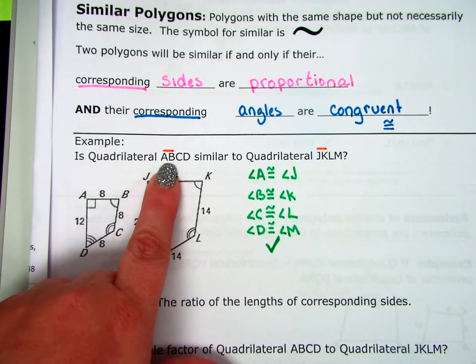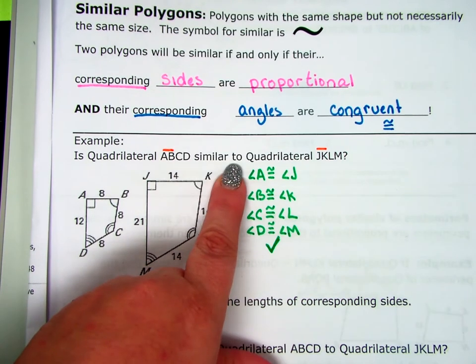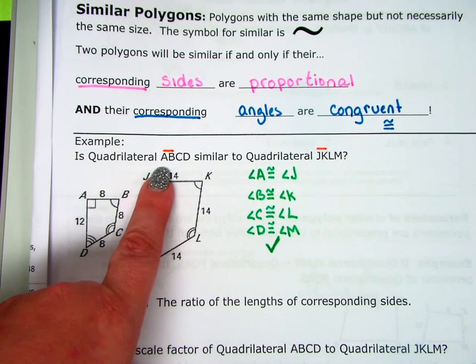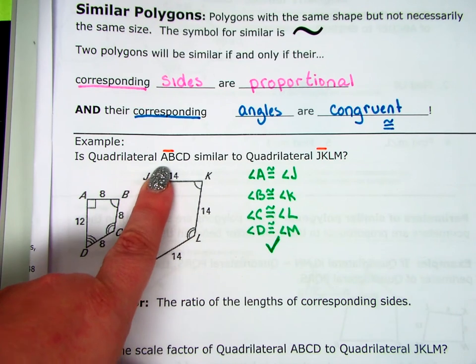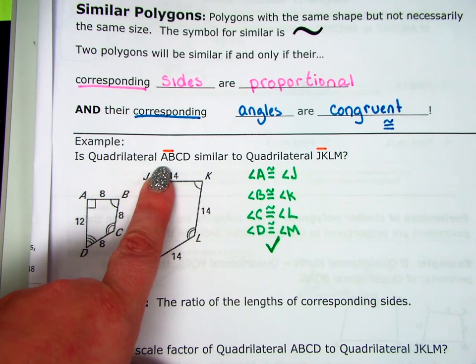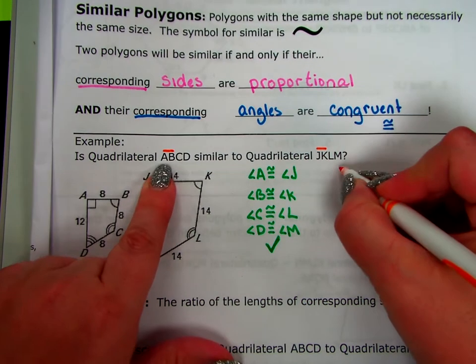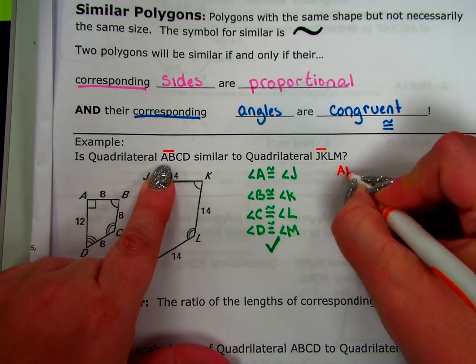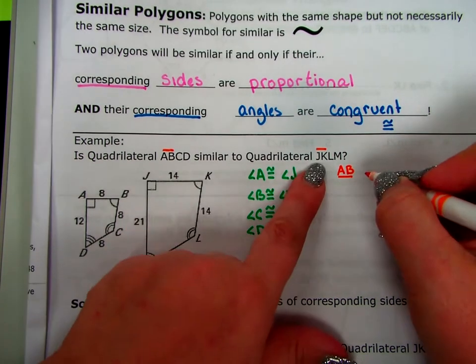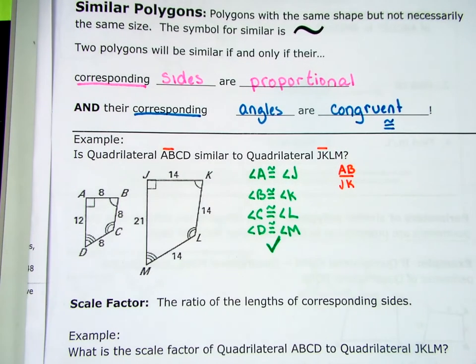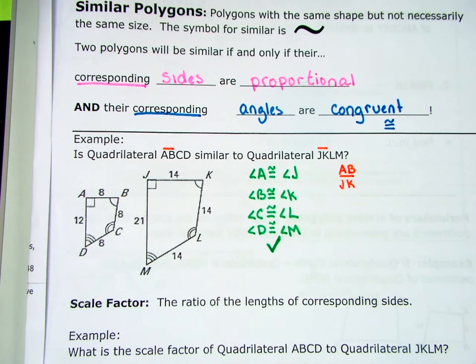Now, since I'm looking at ABCD similar to JKLM, I'm going to put ABCD in the top of my fraction, because just like yesterday we did students to teachers, so students went on top. We did electives to non-electives, so electives went on top, right? So since this one comes first, it's going to go on the top of my fraction. So AB is going to go on the top of my ratio, and it's going to go over JK to complete the ratio. So those are corresponding sides as a ratio, okay?